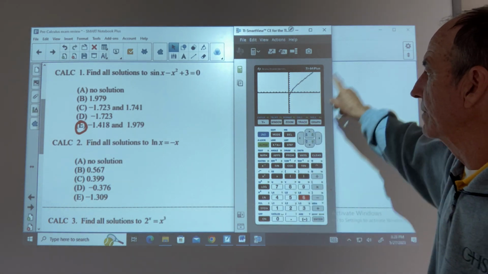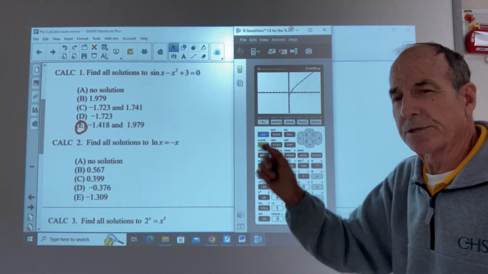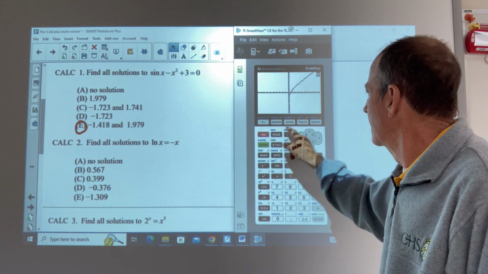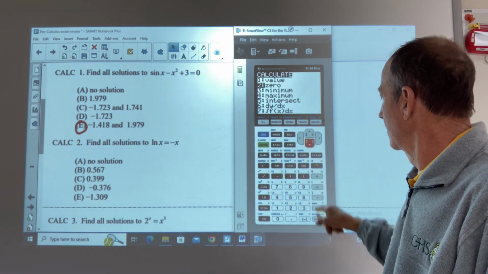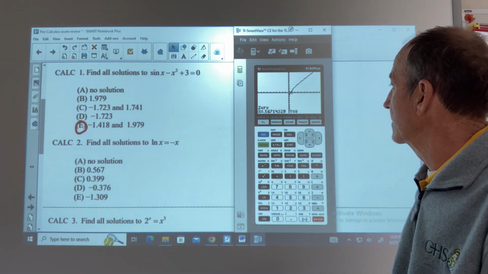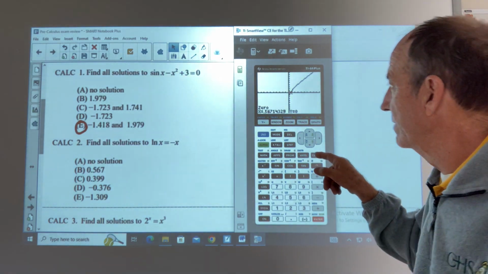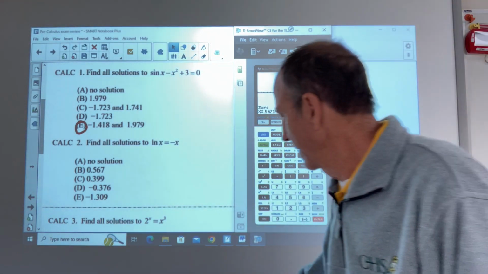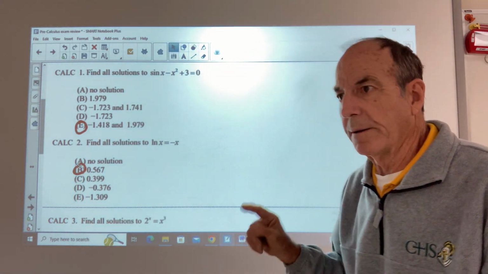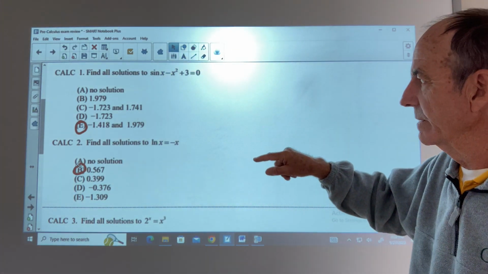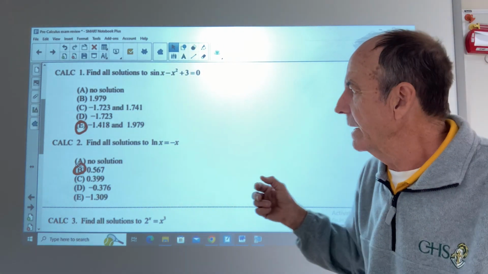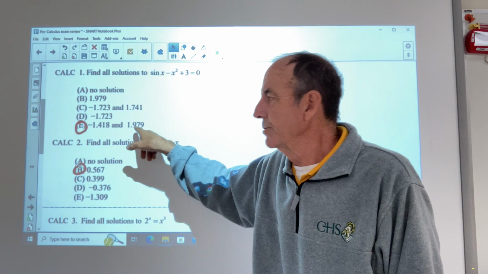I see the graph go tootling up like that. There's a 0 there somewhere between 0 and 1, it looks like. So second trace 0. We'll go between 0 and 1 and guess, and there it is. It's 0.567. That's the answer to this problem. So again, fairly quick on these problems. Now, if you look at the graph and it doesn't hit the x-axis, then the equation would have no solutions. If it hits it in more than one, it might have 2 solutions.